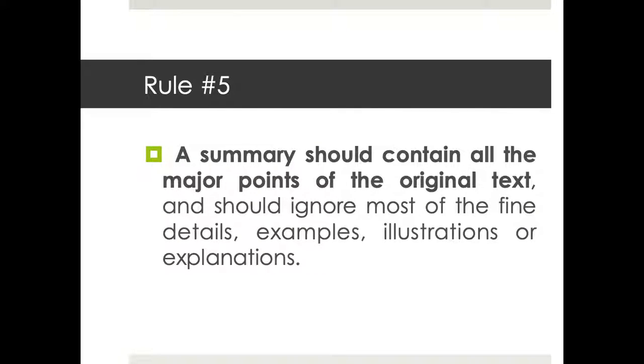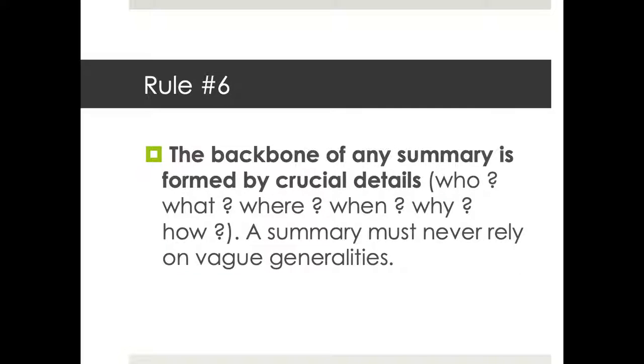Rule number 5. The summary should contain all the major points of the original text. So you should leave out the fine details, the examples, the illustrations, explanations, everything that is not crucial to the plot. Rule number 6. So basically, your summary should answer the following questions. Who, what, where, when, why, how? Sometimes you can't answer all these questions, but don't be too vague, okay? Be precise enough.